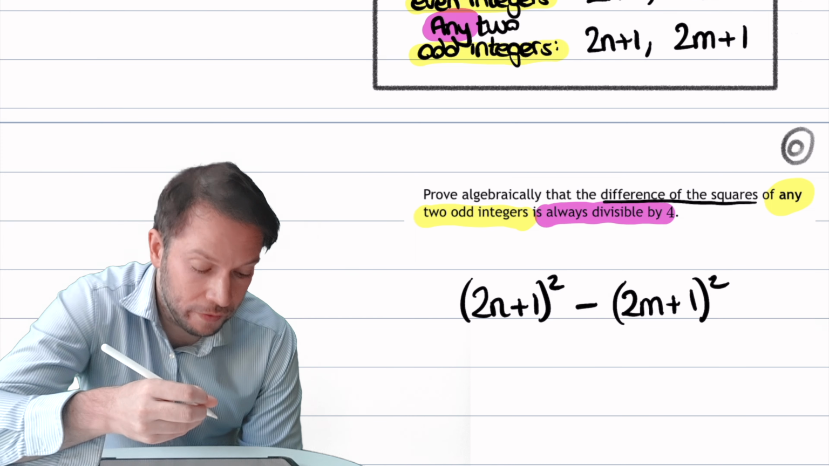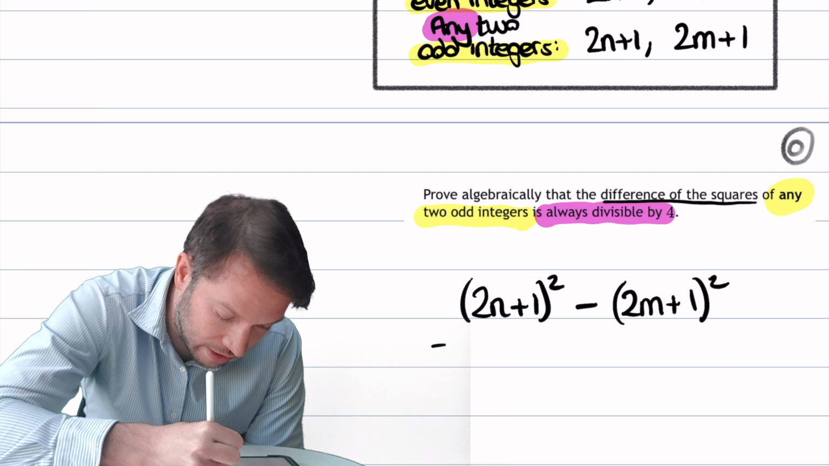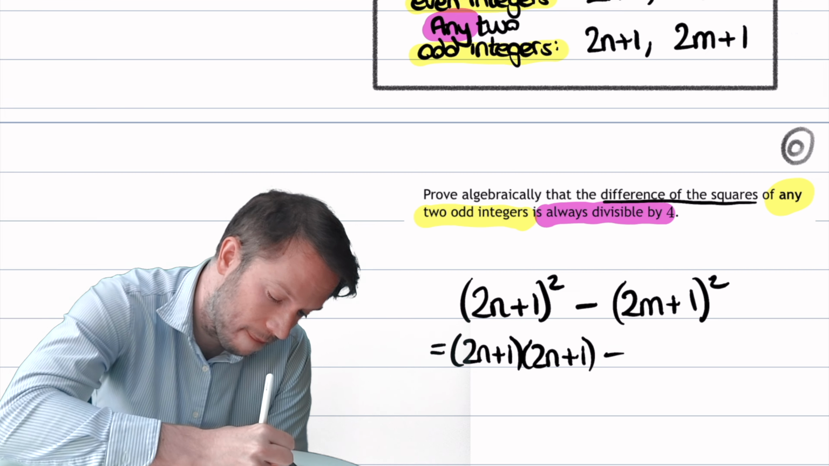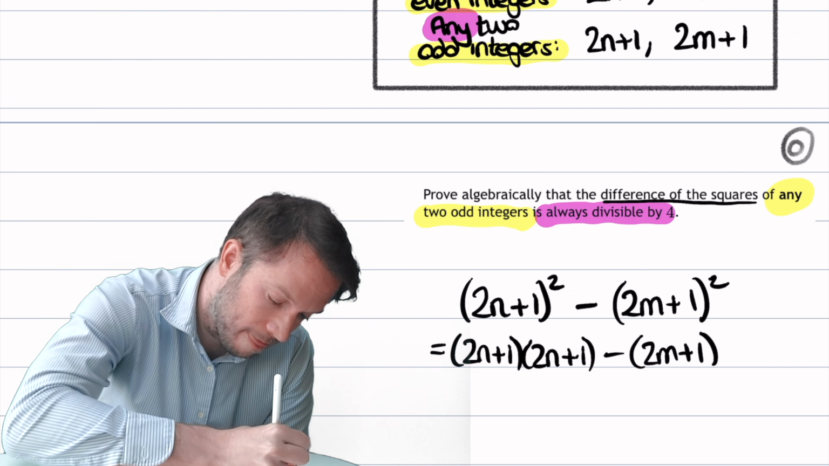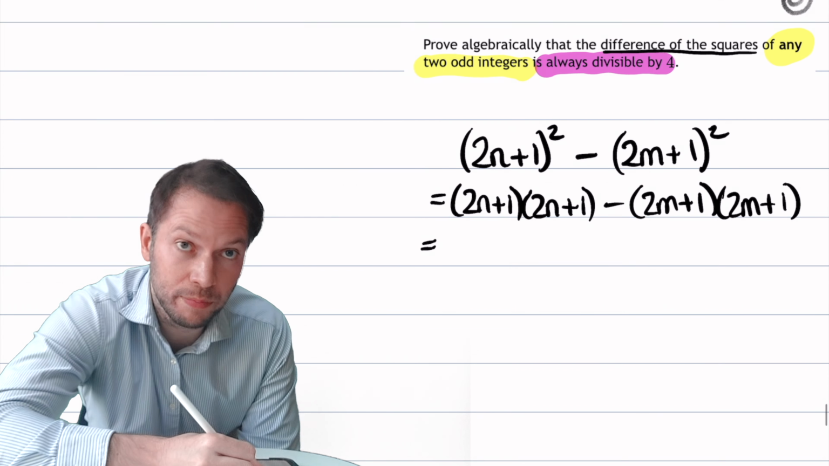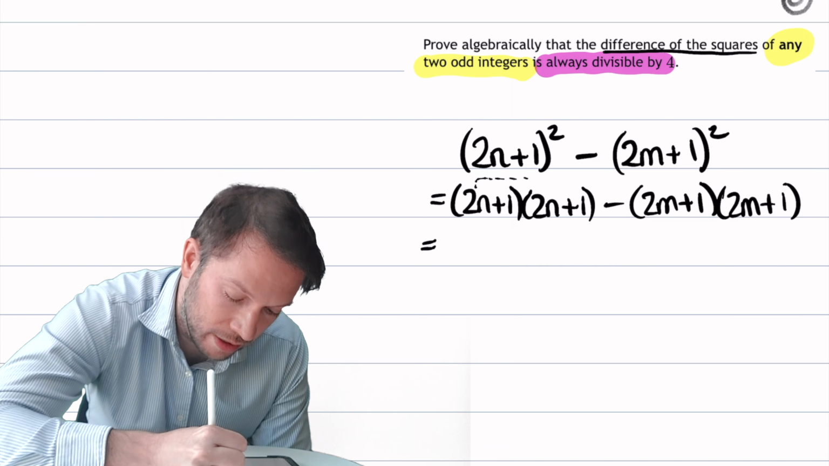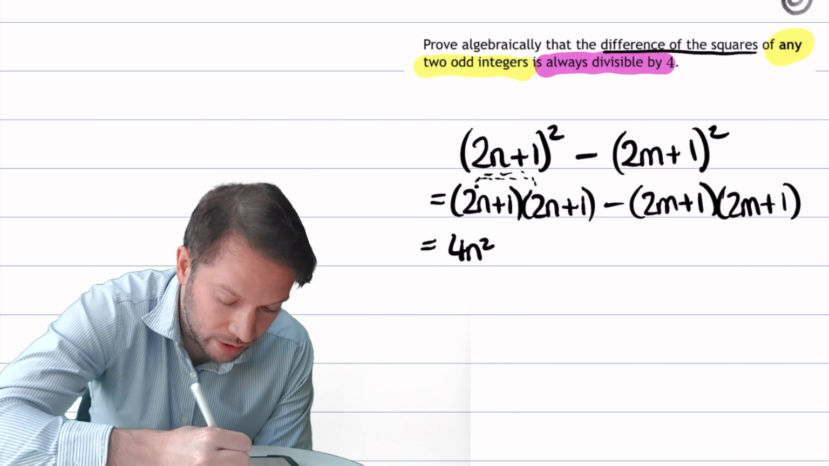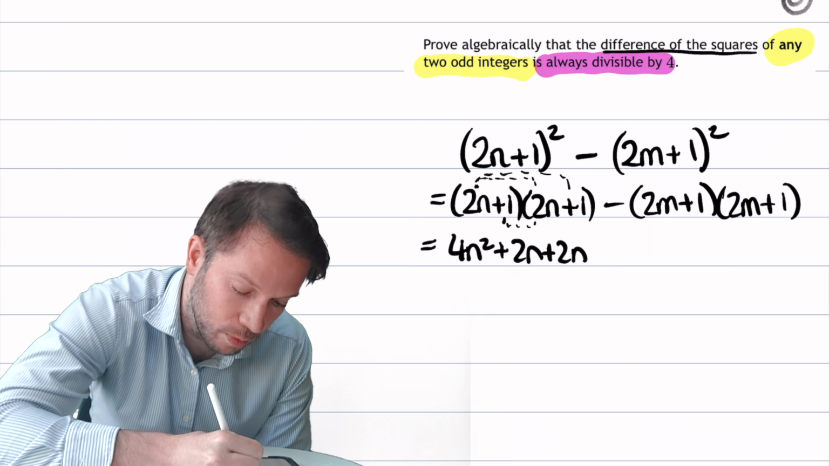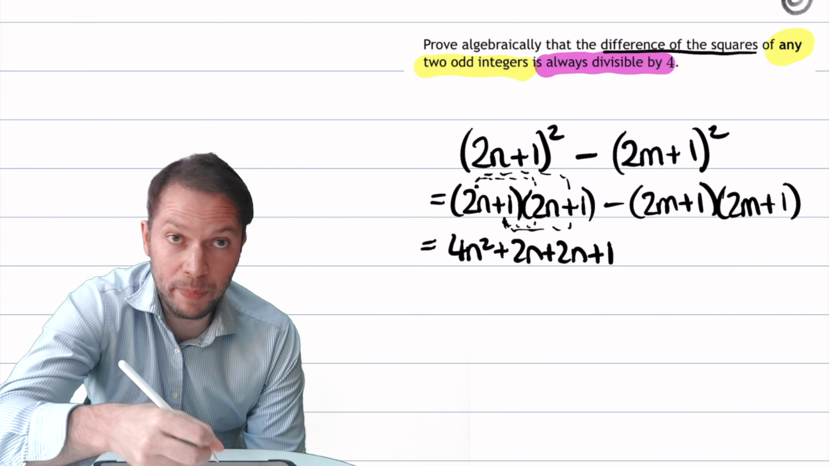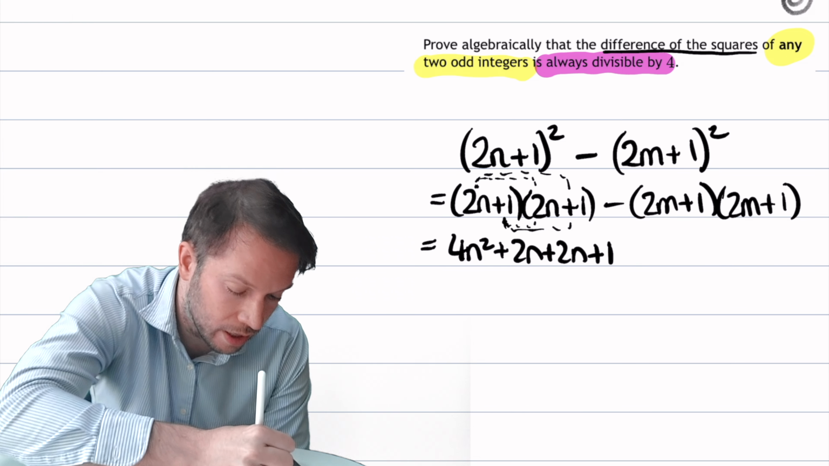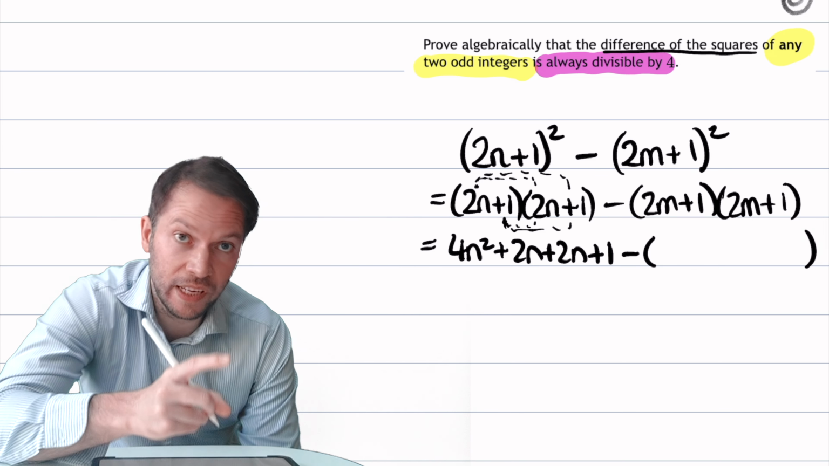How are we going to do that? Well, firstly, we're going to expand these brackets. Let's write each bracket twice, because when you square a bracket, you times it by itself. We do each thing in the first bracket times each thing in the second. 2n times 2n is 4n squared. 2n times 1 is plus 2n. We've got 1 times 2n, which is 2n. And 1 times 1, which is plus 1. And remember, we're subtracting that, so we're subtracting the 2m plus 1 times 2m plus 1. We need to make sure it's in a bracket first. We'll see why in a second.